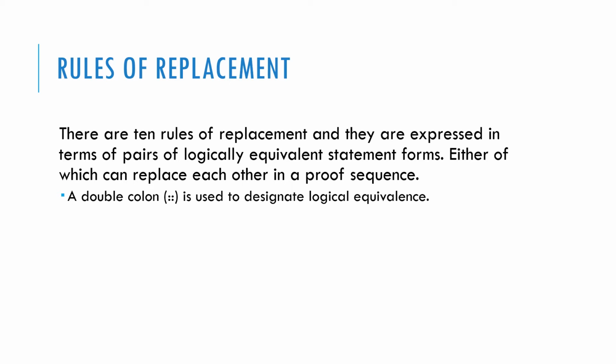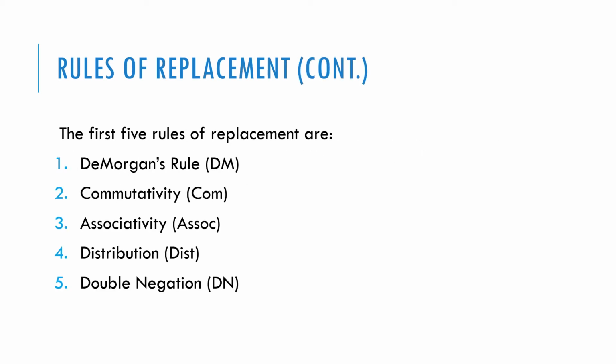That way, if there's any question as to how I got from step 1 to step 2 to step 3, I can express that justification through a rule of modus ponens, or perhaps a rule of replacement such as De Morgan's, which we'll look at more in this series. The first 5 rules of replacement are De Morgan's rule, commutativity, associativity, distribution, and double negation.